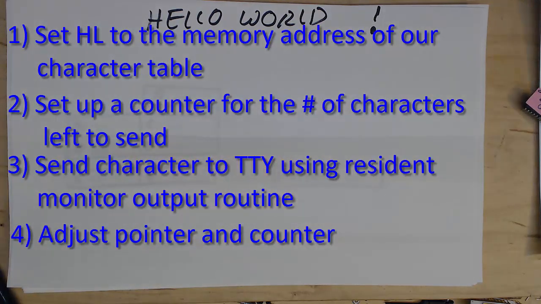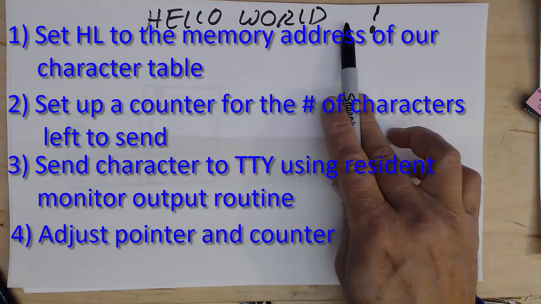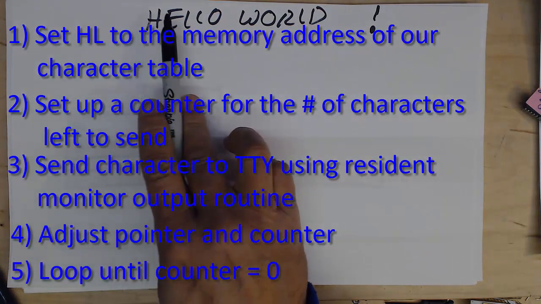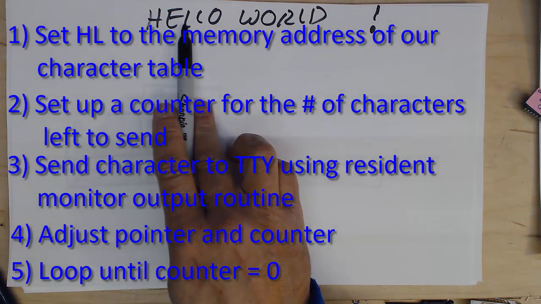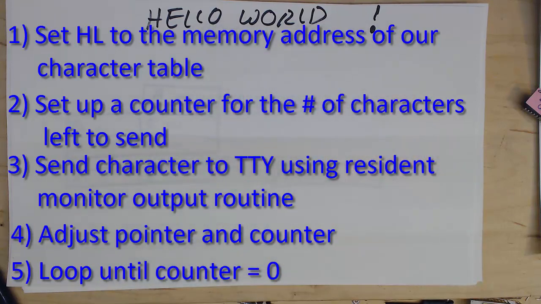So we will increment our HL, decrement our counter, and then check our counter value. If we've output all of our 15 characters, then we're done, and we'll finish the program and return back to the monitor. If we're not done, then we'll loop back up, get the next character, output it, increment the pointer, decrement the counter, and then loop. Okay, so that's what we're going to do with our program.